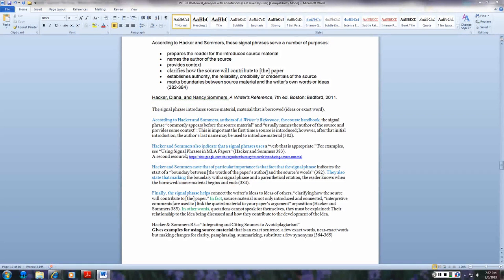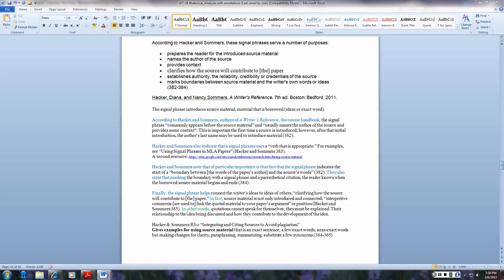Notice that in this sentence I have, for example, their author's name is not there. I put their names here. That one might be a little iffy. Notice again, Hacker and Summers, I use a page number. Because I don't have anything intervening, I can use another page number.